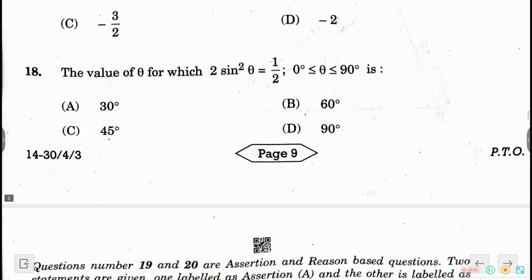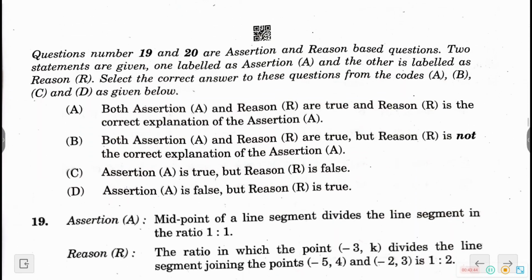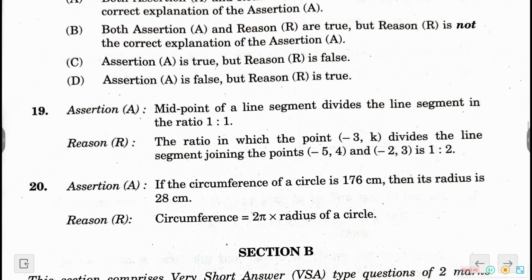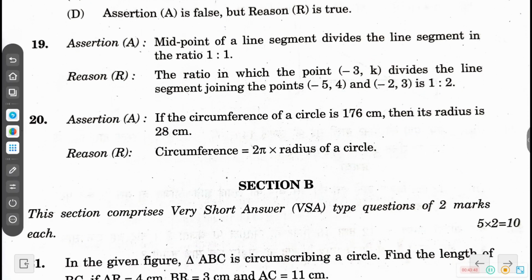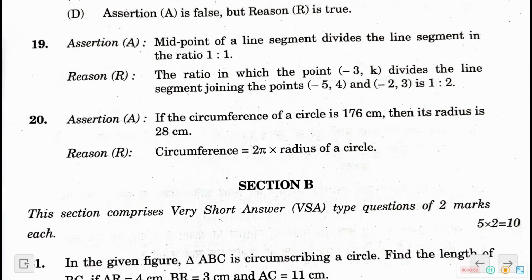Now assertion and reasoning. Question number 19, just now we have seen, assertion is true but reason is false. Option C. Assertion is true, reason is false. Option C. Question number 20, assertion is true, reason is true, and the reason is the correct explanation of the assertion. Option A.